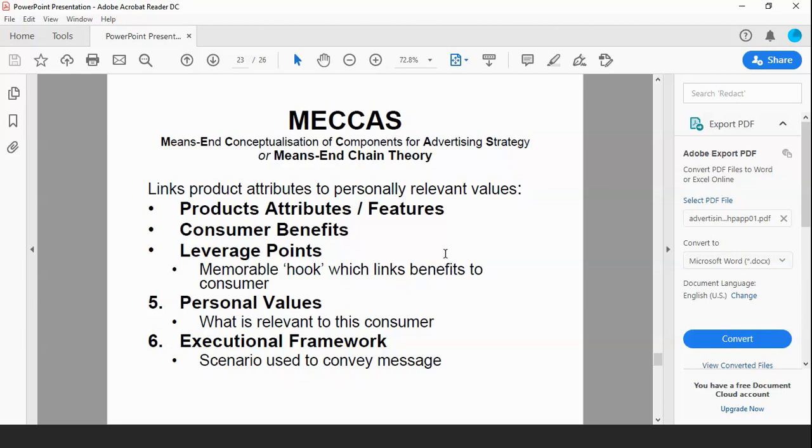So you can see, for example, Fair and Lovely uses this strategy of saying that we are making people more confident and giving them a fair complexion. That's a means-end theory, a means-end model.